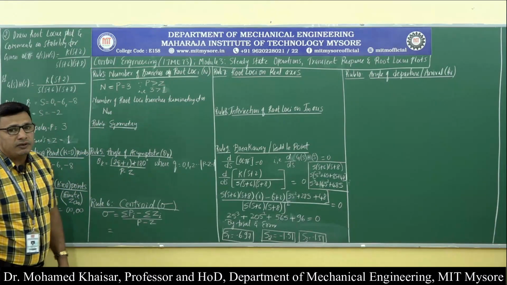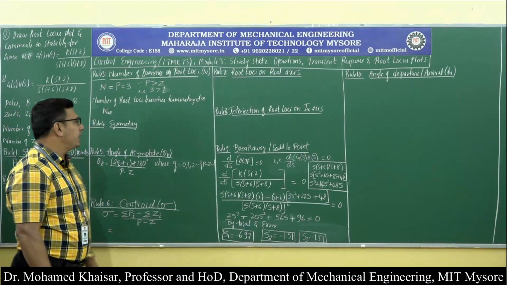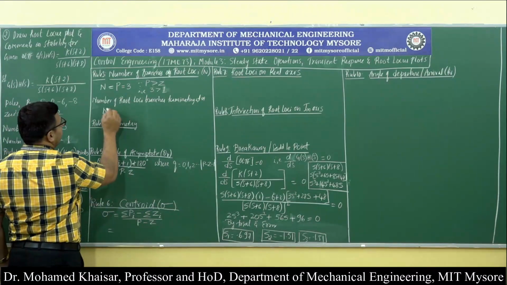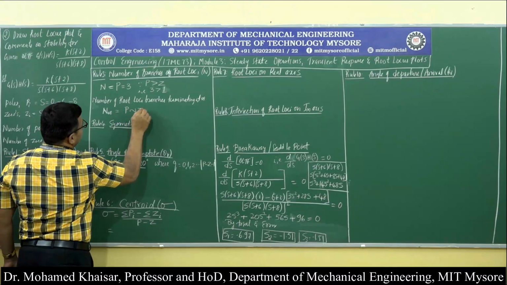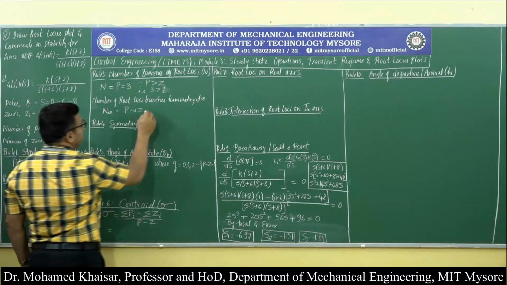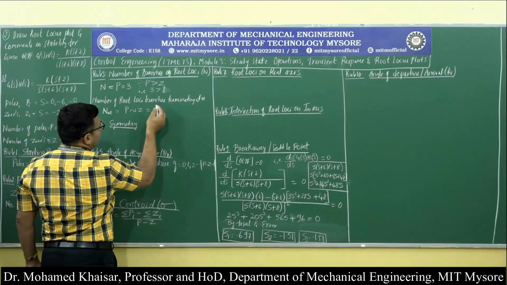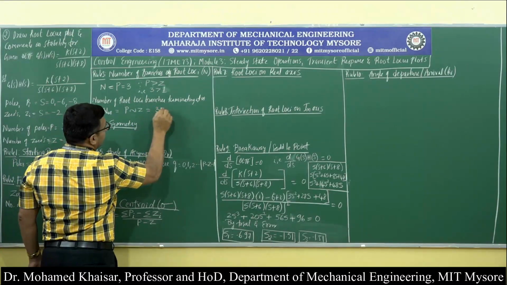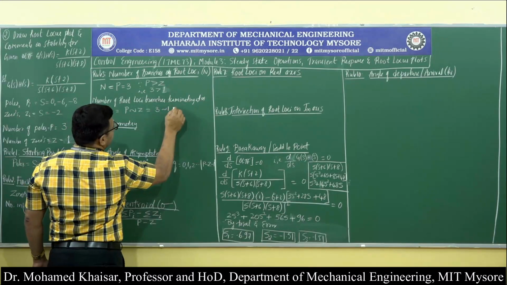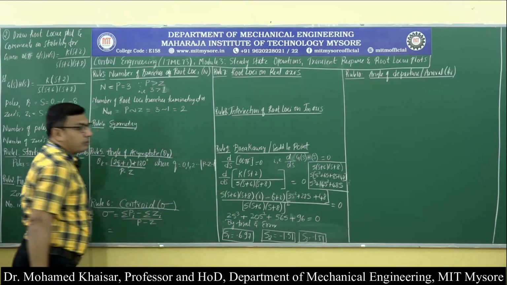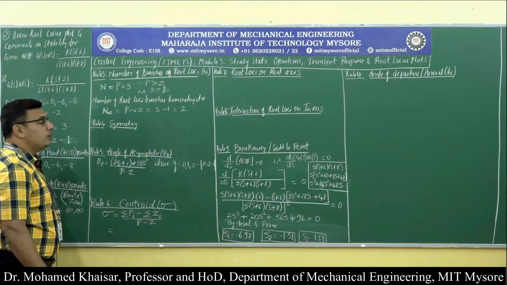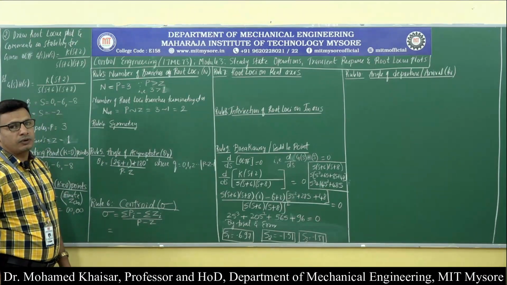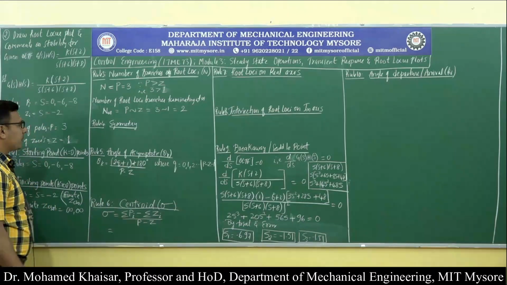Then how many branches of root loci are going to terminate at infinity? That is given by n infinity, which is given by P minus Z. Since the number of poles is greater than the number of zeros, it is 3 minus 1, that is 2. So the number of branches of root loci terminating at infinity will be equal to 2. 2 branches of root loci are going to terminate at infinity.